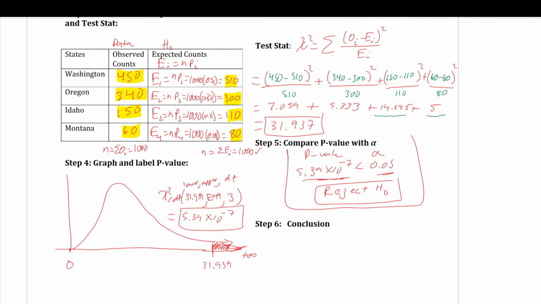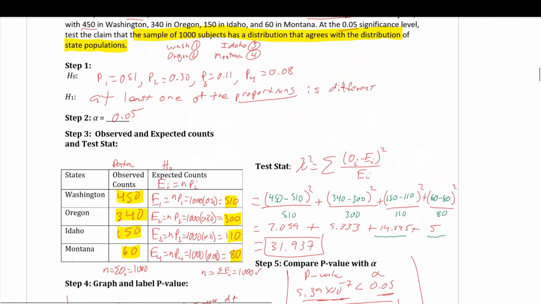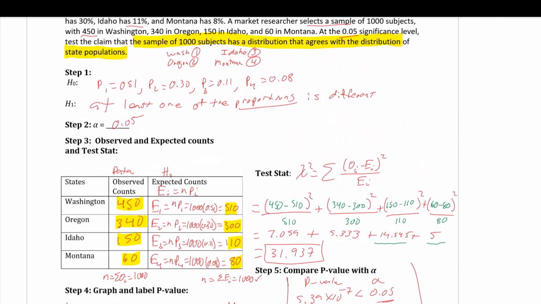Okay. And then step 6, we're going to use that conclusion statement. Now, one thing I didn't do was identify the claim statement, right? If we read the claim statement, it says a sample of 1,000 subjects has a distribution that agrees with the distribution of the state populations. So yeah, that was the claim, that it agrees with this distribution.